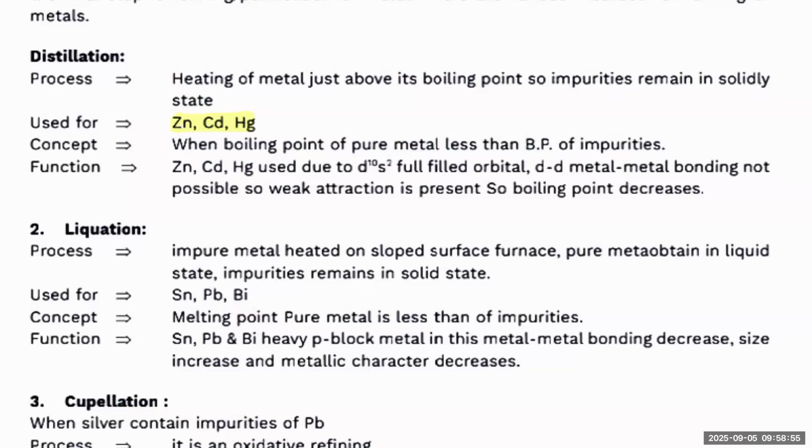Now, zinc, cadmium, mercury have ds2 and d10 configuration, and d-d metal bonding is weak here because of the completely filled electrons. So there are weak attractive forces between two zinc atoms or between two cadmium atoms. That's why their boiling point is regularly lower compared to the other impurities. That's why it is easier to extract zinc, cadmium, mercury this way.